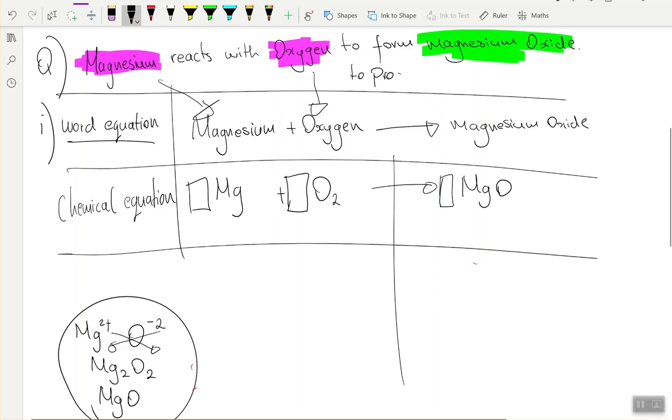Whenever you hear these words, you think of the arrow. Magnesium oxide, which is our product. I hope you get that well. Magnesium oxide is the product. Now, after that, the chemical equation.